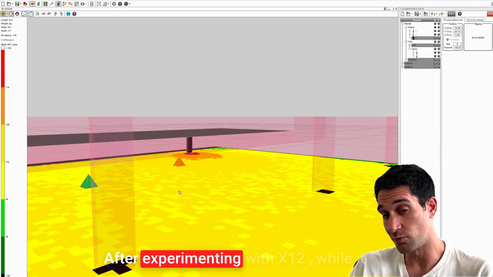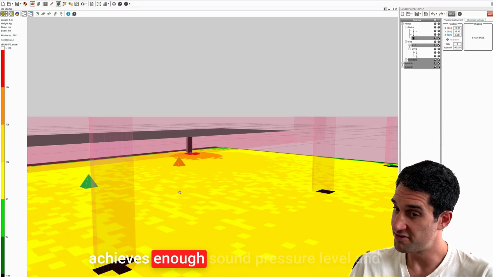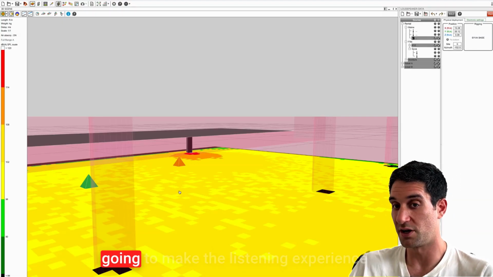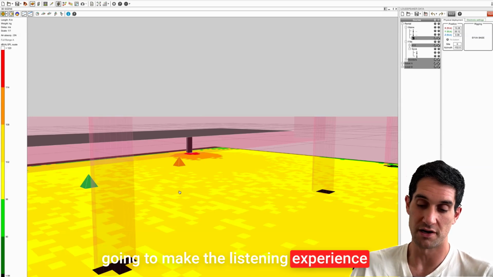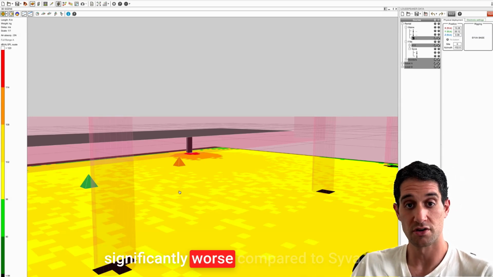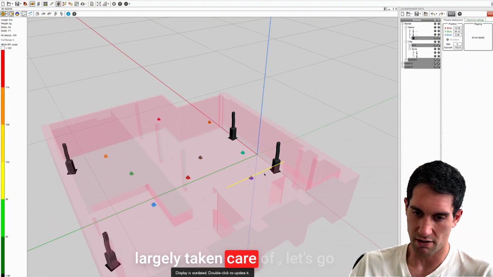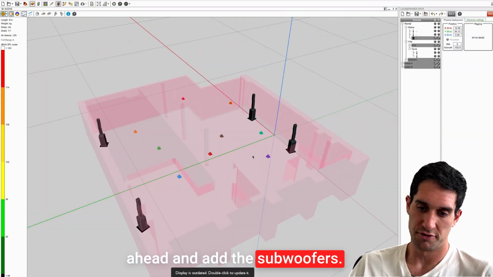After experimenting with X12, while it achieves enough sound pressure level and enough frequency response, it's ultimately going to make the listening experience significantly worse compared to Syva. Now that we have our high frequencies largely taken care of, let's go ahead and add the subwoofers.